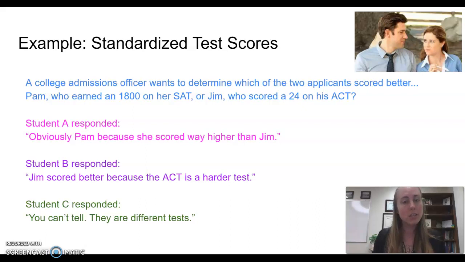So there becomes this issue where Pam took a test, Jim took a test, they are different tests, so student C is right. It matters that they're different tests. We can't go with student A and just say that obviously Pam is better because she got a higher score, because clearly they were out of different amounts. There were a different amount of total points.